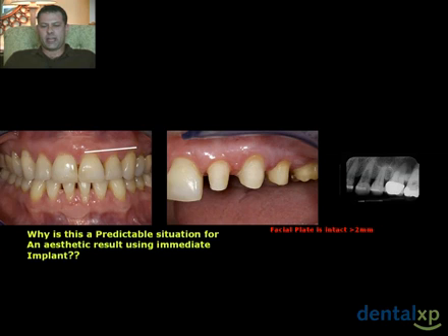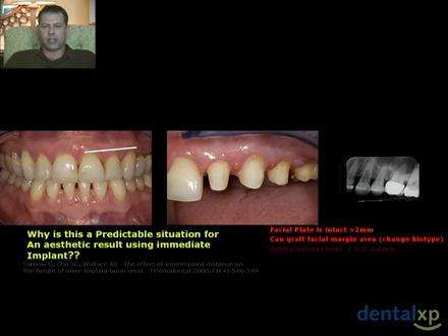Well, we know that the facial plate is intact. It's greater than 2 millimeters in width. How do we know that? By sounding to bone. We also know that we can graft the facial margin or change the biotype for this patient, thickening the tissue and rebuilding the facial aspect. It's mostly the interproximal aspect that is determined by the bone. We can rebuild the facial aspect to a certain degree as long as we have a facial plate.